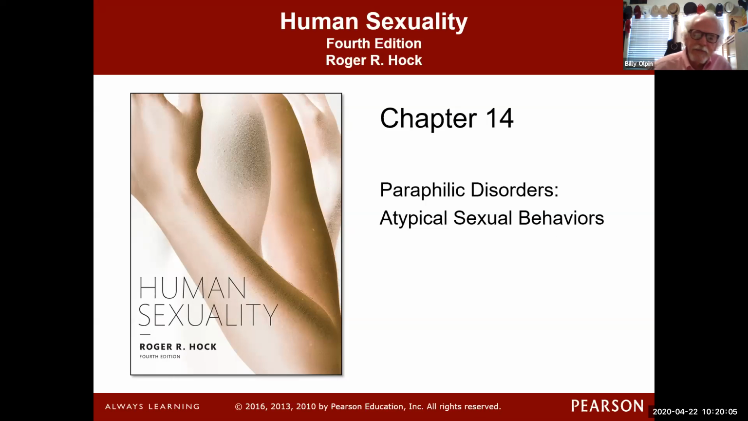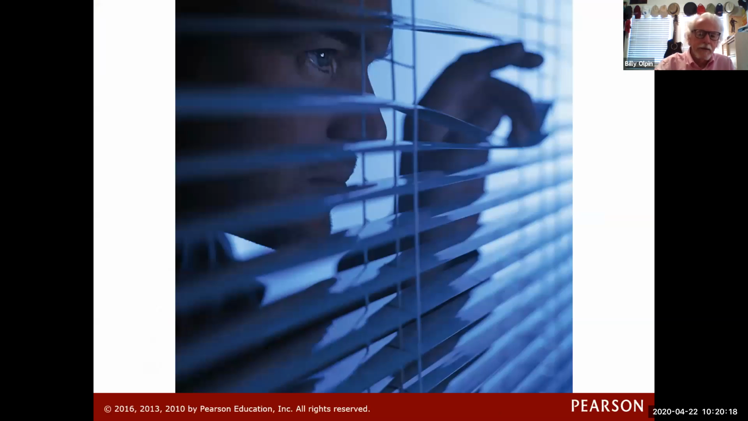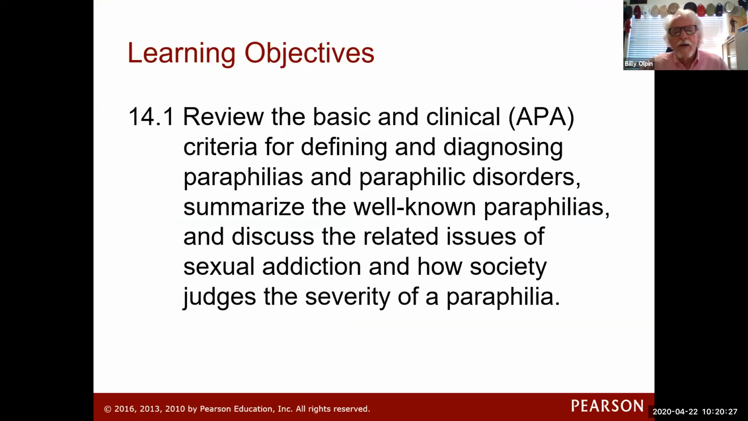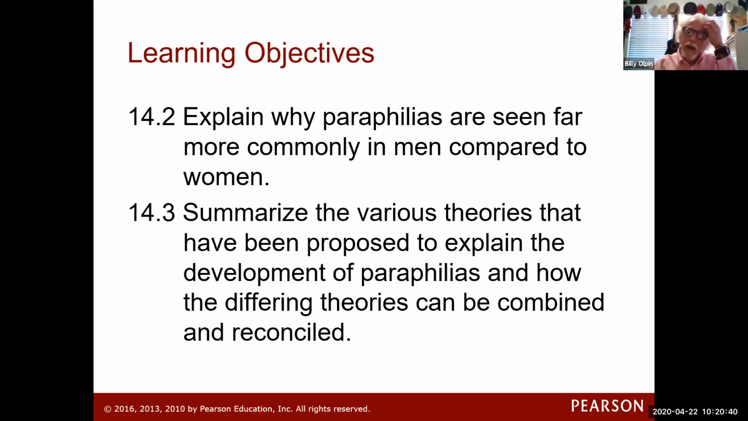Paraphilic disorders and atypical sexual behaviors, or sexual behaviors we do not consider the norm. It looks like a voyeur right there, but it's hard to tell from a snapshot. Anyway, we're going to talk about how the DSM describes paraphilia and paraphilic disorders, diagnoses, etc., and how we judge these types of behaviors, why they seem more common in men than women, and how they're developed and how they can be reconciled if necessary.